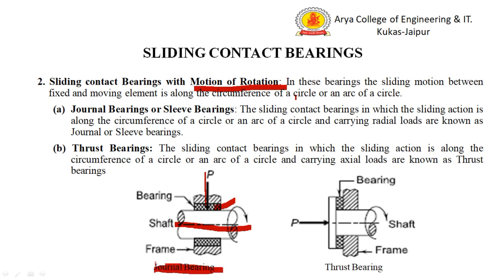So what is journal bearing? Journal bearing is basically the sliding contact bearings in which the load is perpendicular to the axis of the shaft and the sliding action is along the circumference of a circle. In thrust bearing, the load is along the axis of the shaft and sliding takes place along the circumference of this shaft.